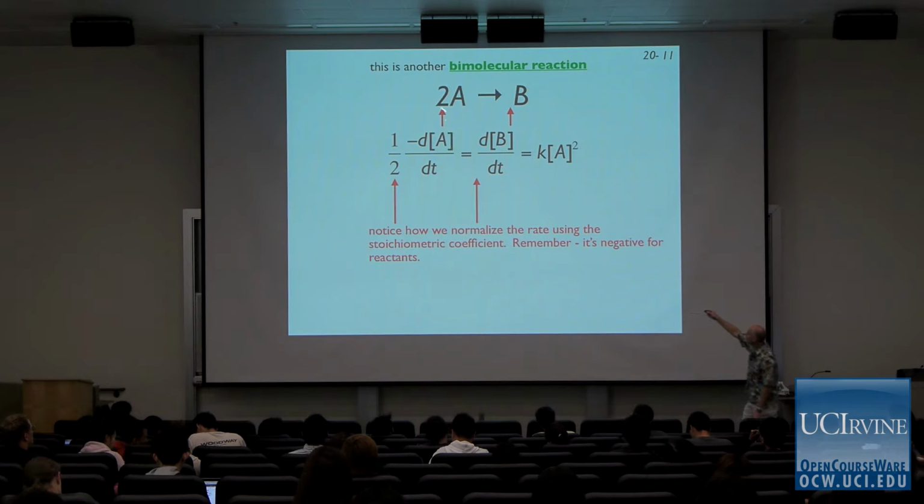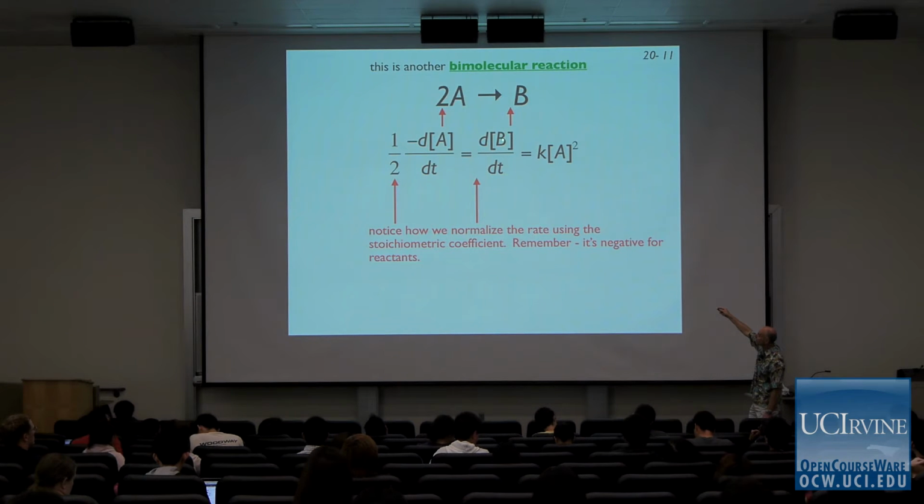Remember, the stoichiometric coefficient is negative for reactants. That's why there's a minus sign here. So these two rates, whether I express the rate with respect to B or I express the rate with respect to A, I'm going to get the same rate. If I don't get the same rate, I've somehow done that rate calculation wrong.